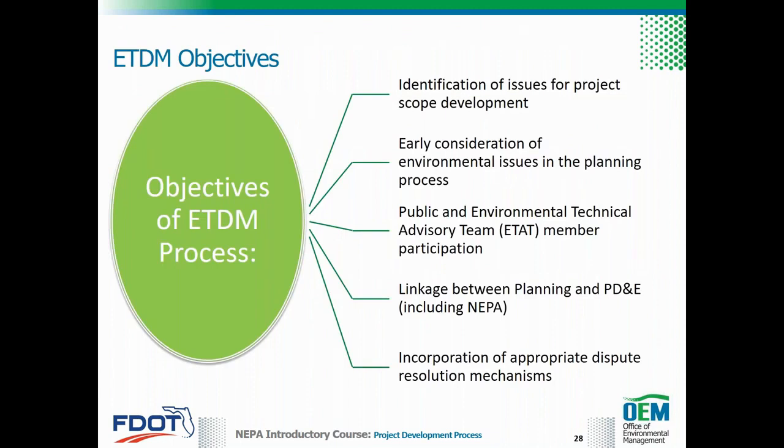The objectives of the ETDM process are: 1. Early identification of issues for project scope development. 2. Early consideration of environmental issues in the planning process. 3. Public and Environmental Technical Advisory Team, or ETAT, member participation. 4. Linkage between planning and PD&E. And 5. Incorporation of appropriate dispute resolution mechanisms during the planning process.